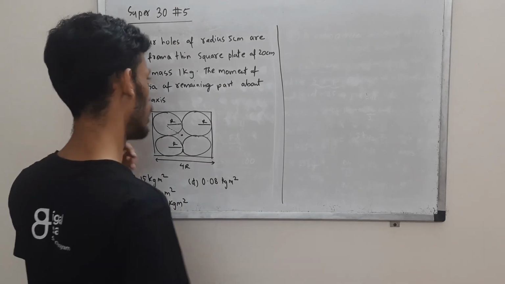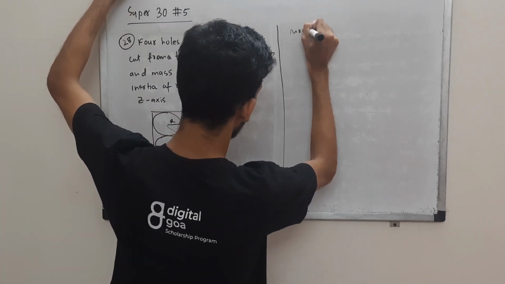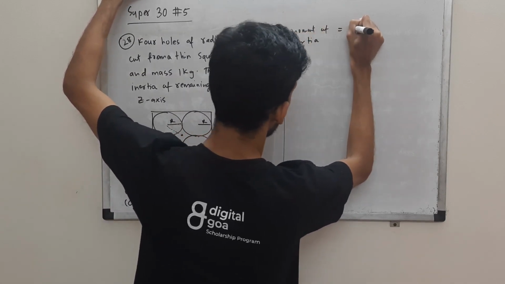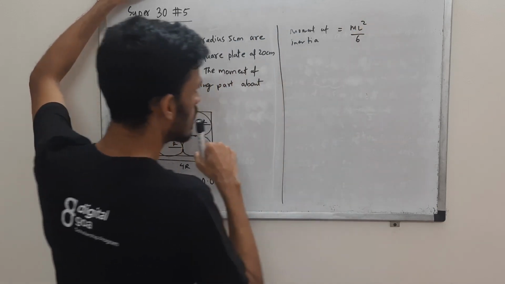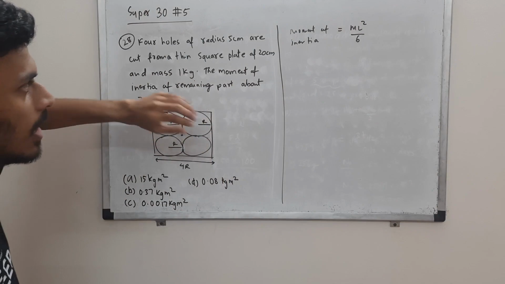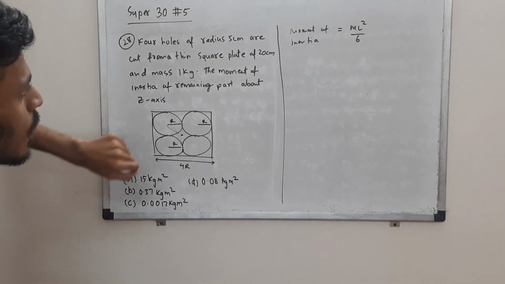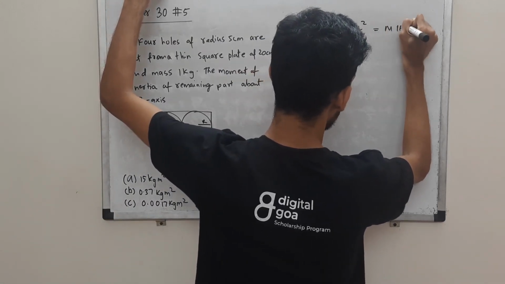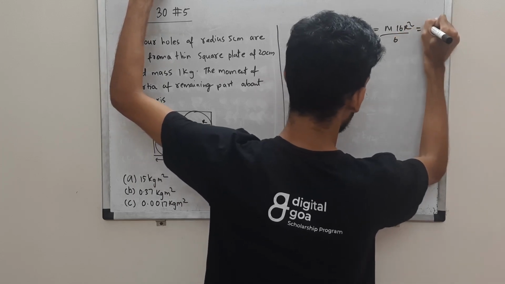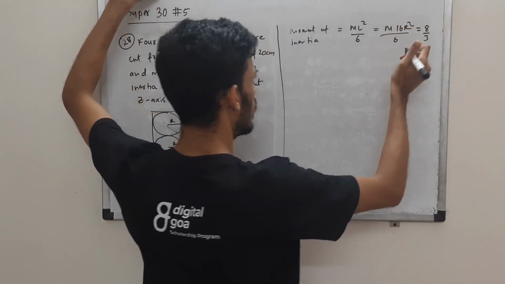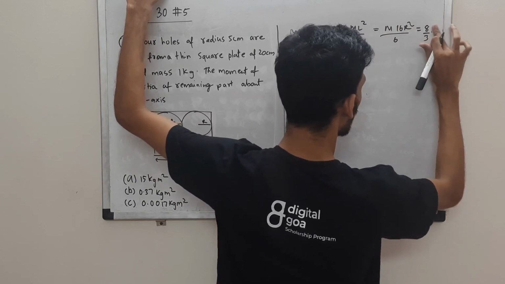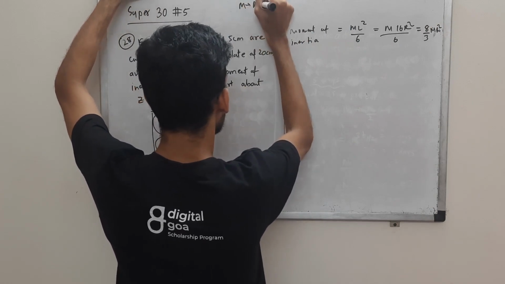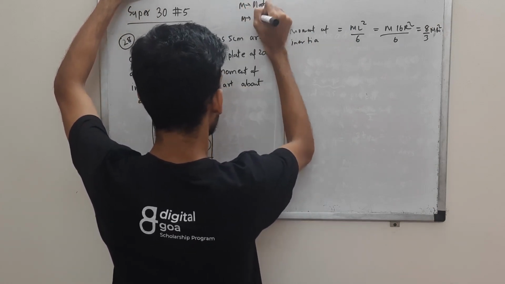First of all, we can find the moment of inertia of the plate. For a plate passing through its center, the moment of inertia is given as ML squared by 6. I hope you know it. For a square plate, the moment of inertia about this axis will be ML squared by 6. Now the length is 4r, so I can write M 16r squared by 6, or 8 by 3. 16 cancels with 2, so it is 8 M r squared. Now I'm going to use capital M for the plate and small m for one circle.